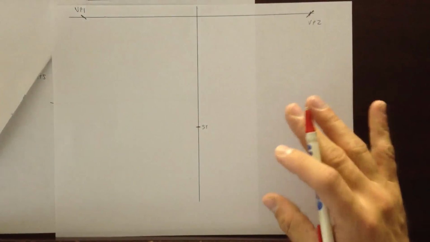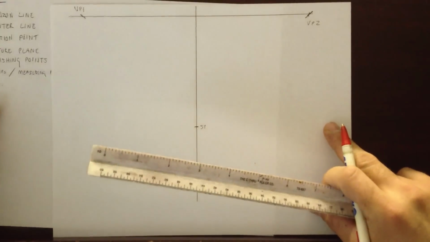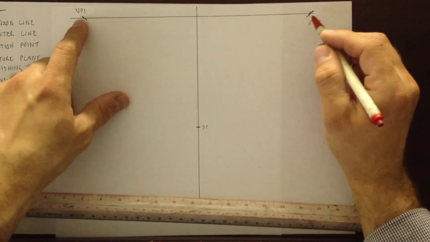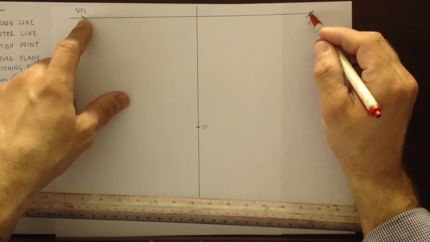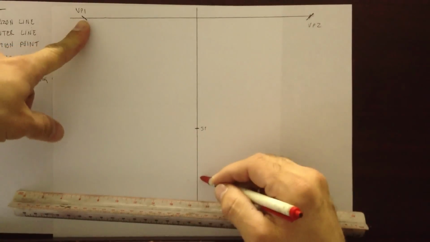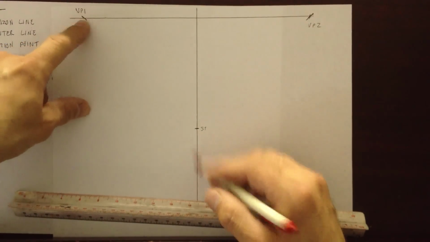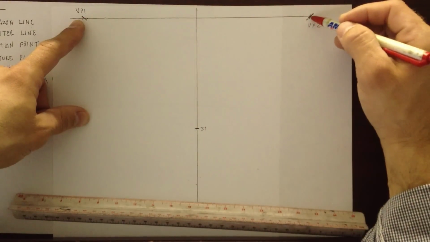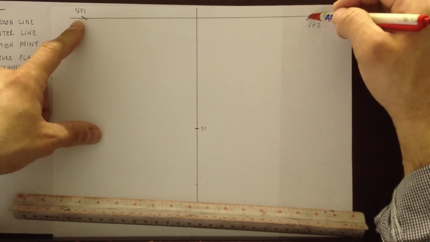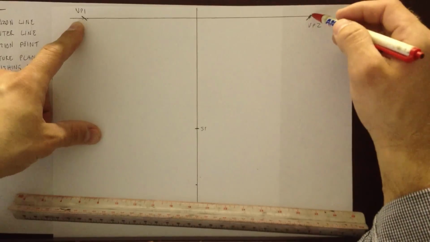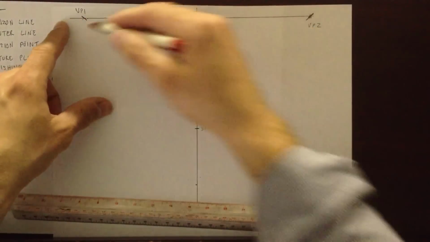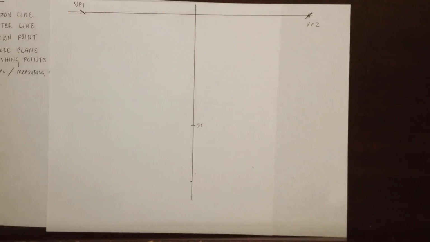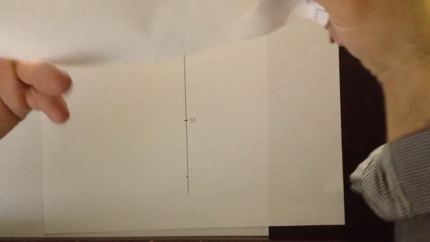Now, to get the third point, you want to take the distance from vanishing points 1 and 2 and move that down this way so that the distance from vanishing point number 1 and 3 is the same as from 1 to 2. Or the distance from vanishing point 2 to vanishing point 3 is the same as from vanishing point 2 to vanishing point 1. So you're just making an equilateral triangle here with all the edges being equal.